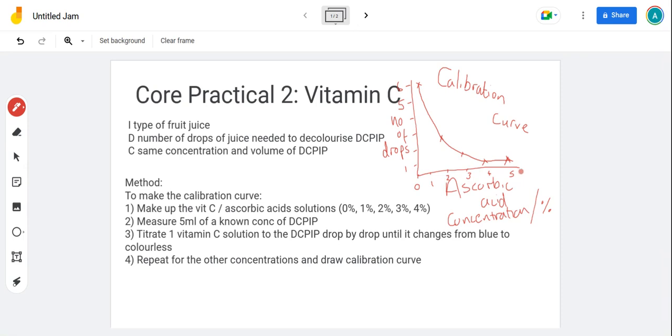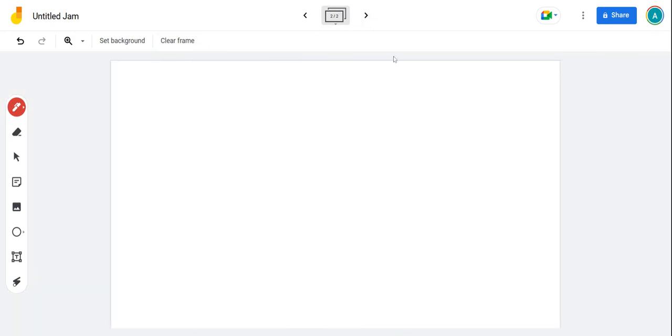So remember, ascorbic acid is another name for vitamin C. All right. So the next step on here is to test your fruit juices.